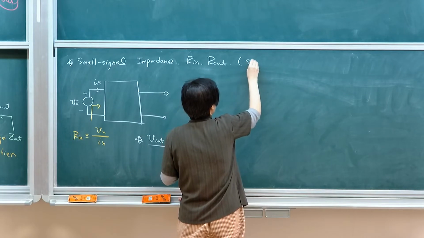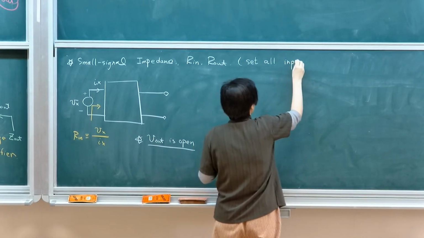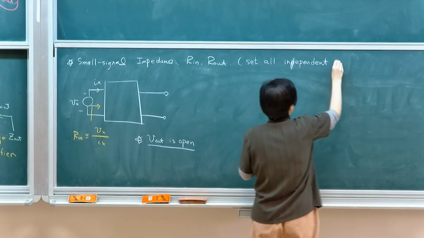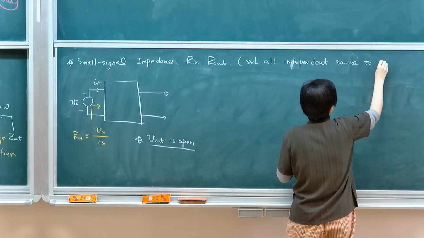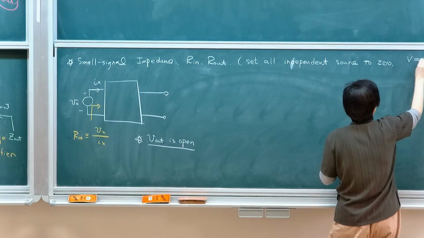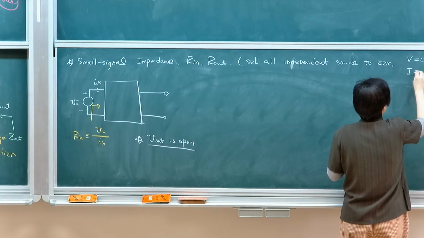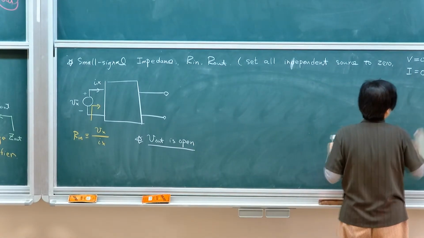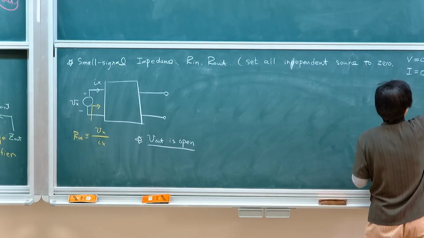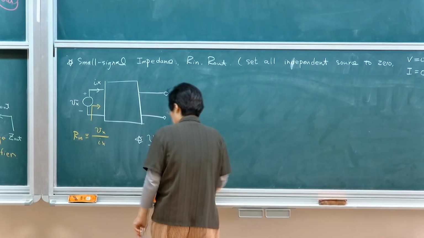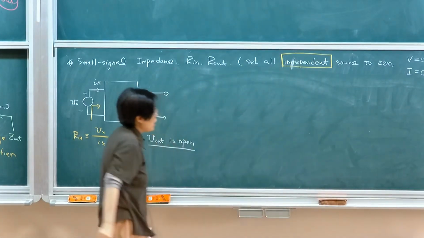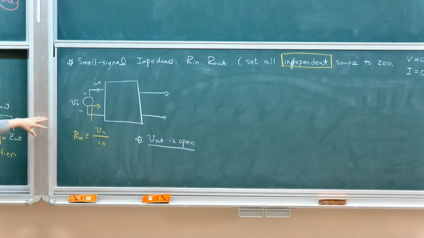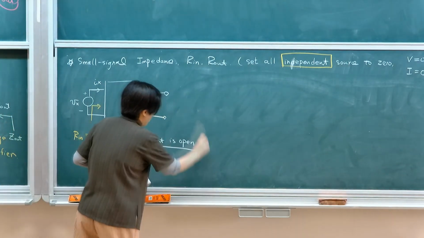In this analysis, first you set all independent sources to zero. Setting I to zero means open, and setting V to zero means short. So you short all independent voltage sources. If there are any independent sources inside this circuit, you set them to zero before we find these input and output resistances. We'll go through a lot of examples.